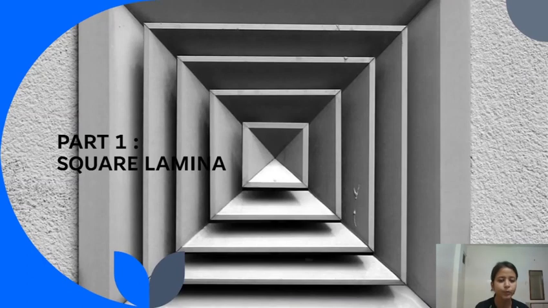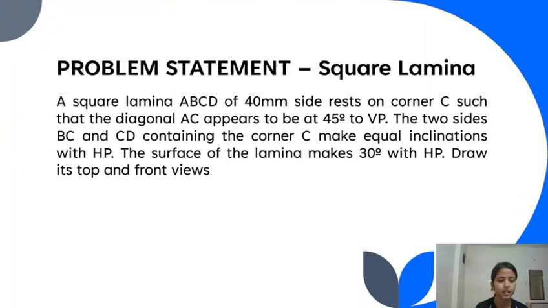Firstly, we will discuss a problem statement on square lamina. A square lamina ABCD of 40 mm side rests on corner C such that the diagonal AC appears to be at 45 degree to VP. The two sides BC and CD containing the corner C make equal inclinations with HP. The surface of the lamina makes 30 degree with HP. Draw its top and front views.